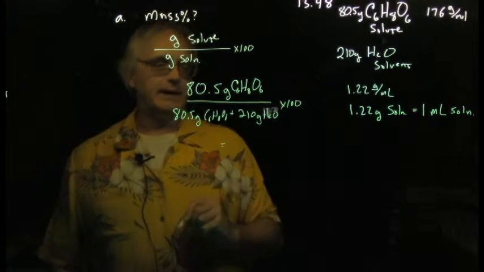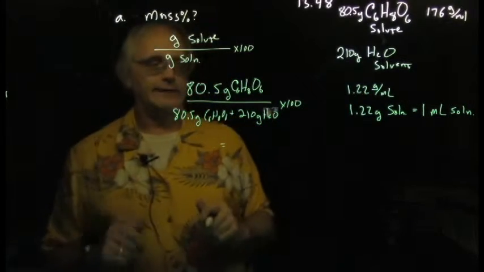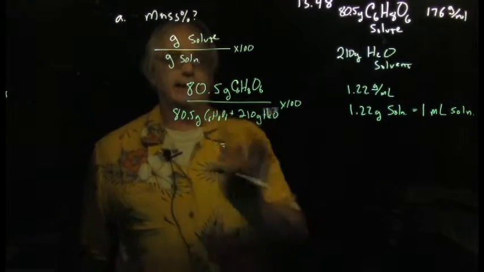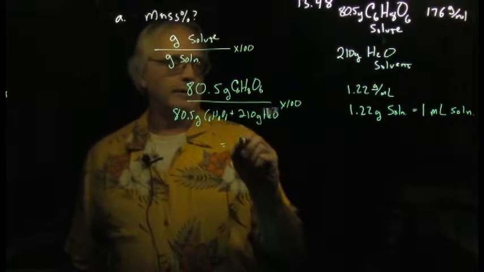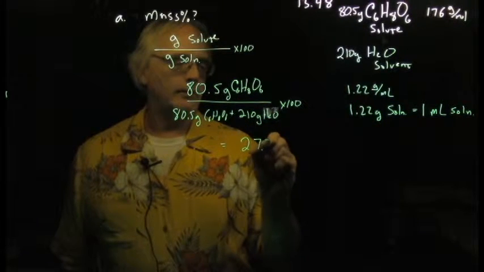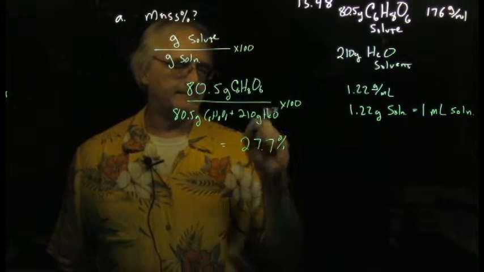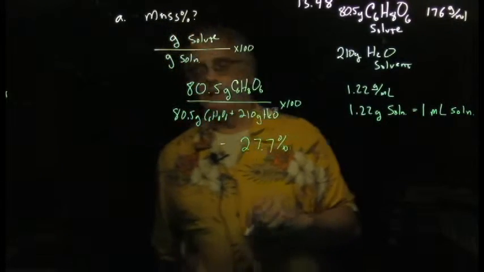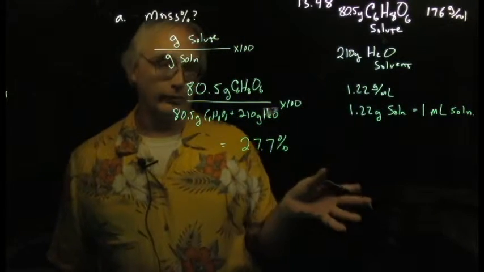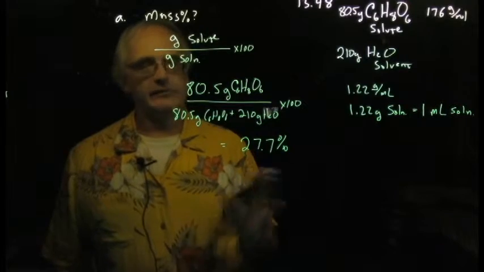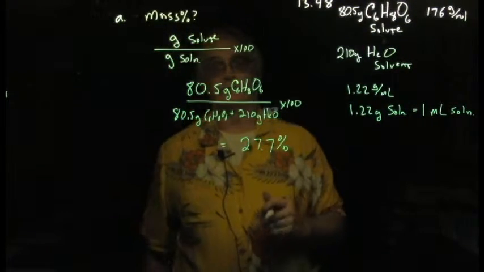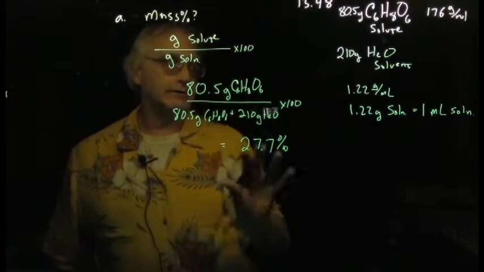And if I then just take that and get out the handy dandy calculator and punch that through, I'm going to come up with 27.7%. Okay, the solution is a little over 1/4 vitamin C by mass. So it's a pretty highly concentrated solution of this stuff. And so there it is, the mass percent.